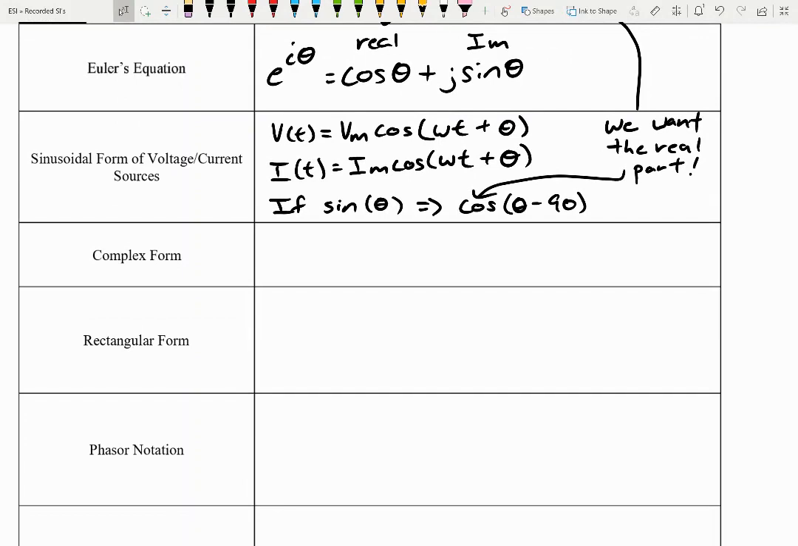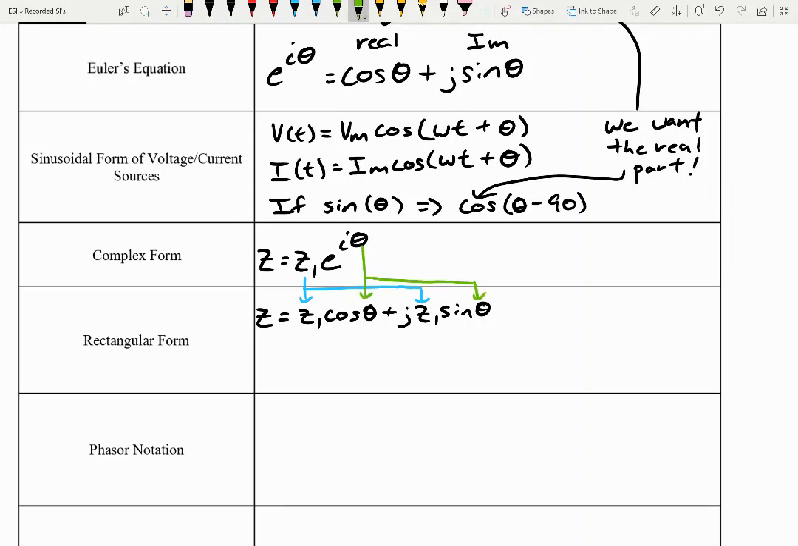Looking at the complex form, z is equal to z1 e^(jθ). Then the rectangular form would be z = z1 cosine θ + j z1 sine θ. All we do is take this z1 and pull it right there and right there, and take that θ and pull it there and there.